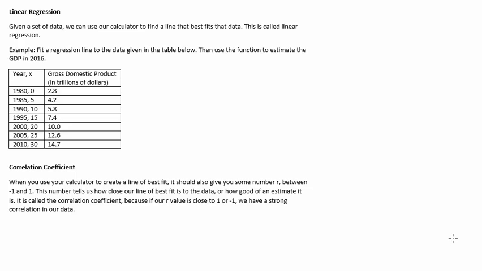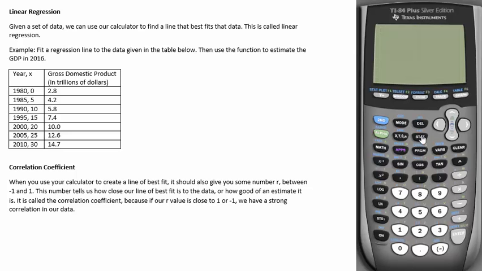So what we want to do is go to second stat. We want to go to regular stat and click edit. And when we do that, it shows up basically what looks like an either empty or filled in table. If your table's filled in, you can go up to L1 and press clear and then enter. It'll clear the list for you.